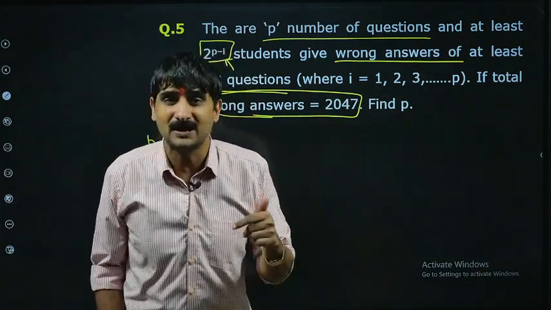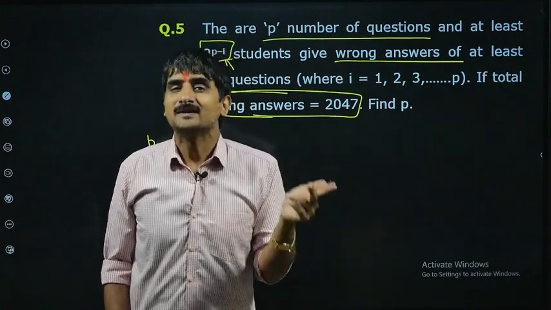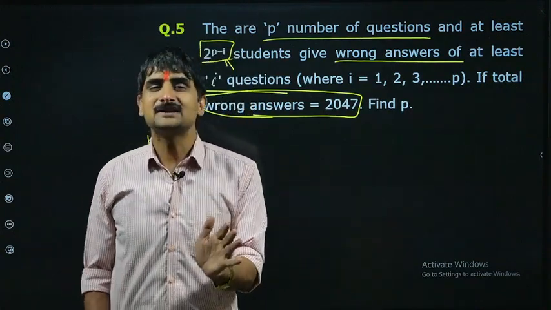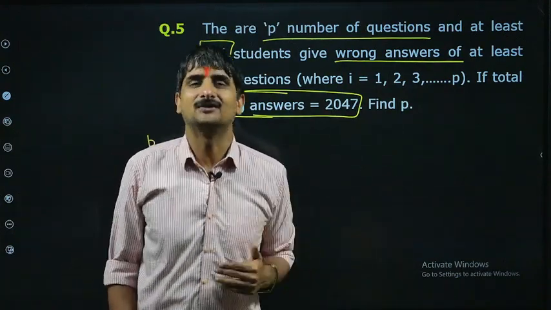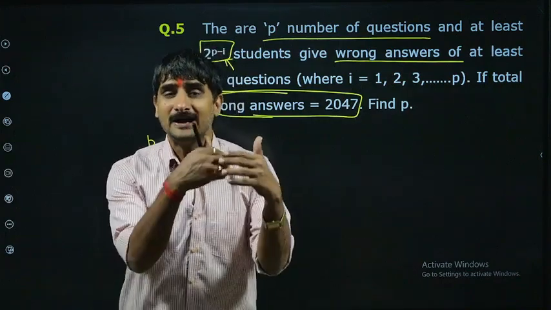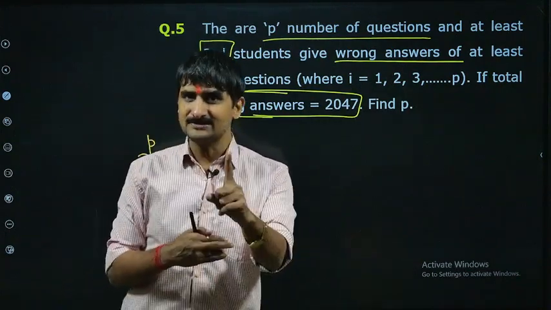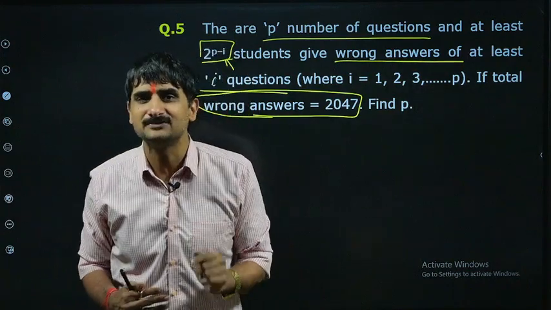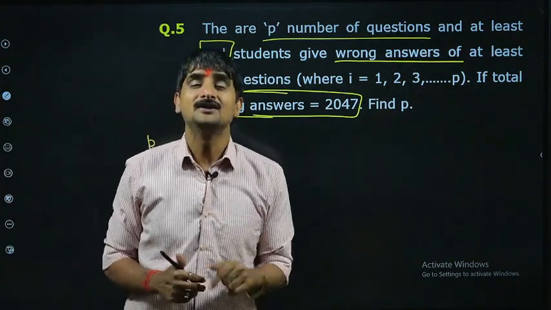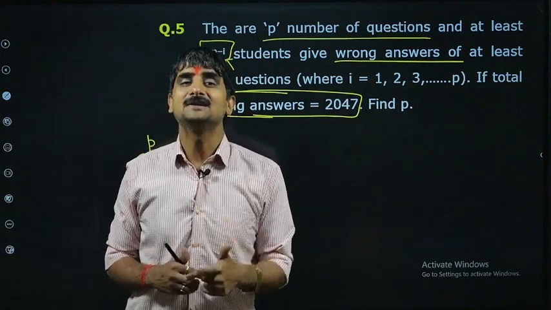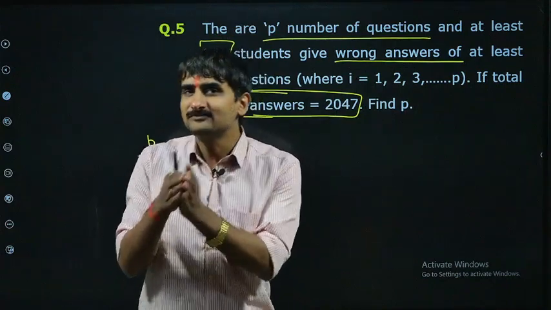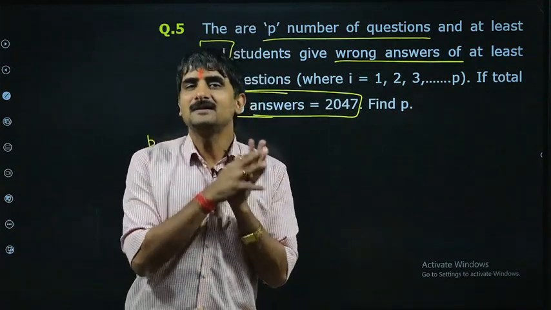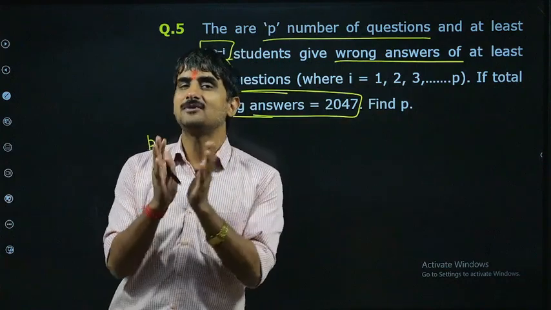So 2 raised to the power 10 minus 1, 2 raised to the power 9 students are there who will be attempting that many questions wrong. So for every choice, one choice out of 10 questions, you have 2 raised to the power p minus 1 students who are attempting them wrong. In how many ways can you have wrong answers? So 10C1 into 2 raised to the power 10 minus 1. Okay, so this is how it goes.